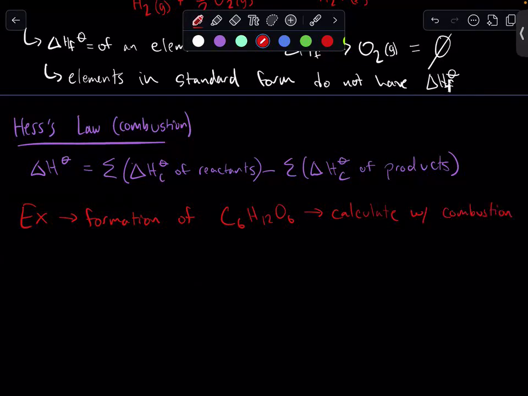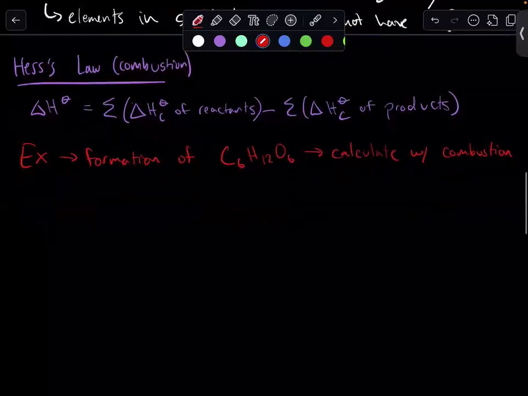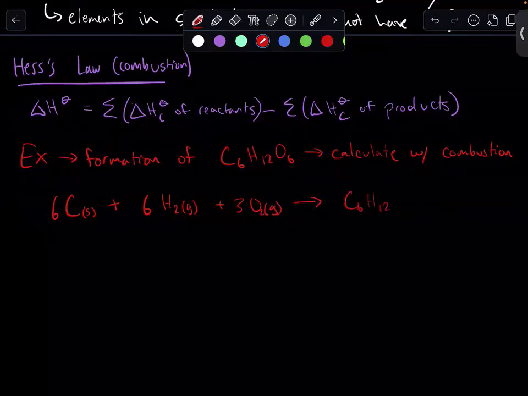So we're actually going to find out the formation value, delta H formation, of glucose, but we will do it via our individual combustion calculations. So the equation for this is 6 carbon solid plus 6 hydrogen gas plus 3 oxygen gas, O2, reacts to form glucose, C6H12O6, and that will be in solid form.